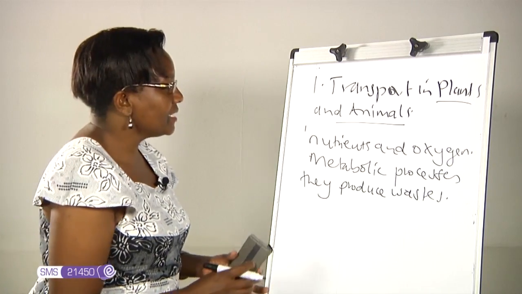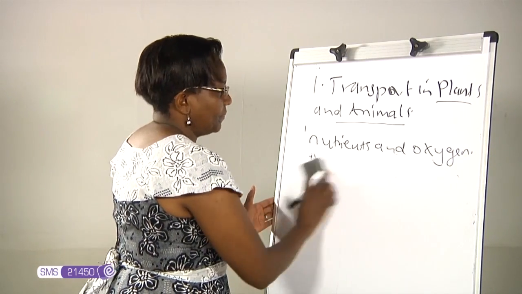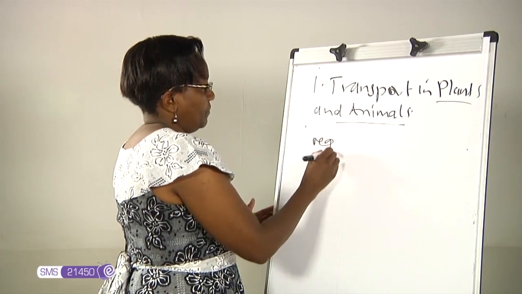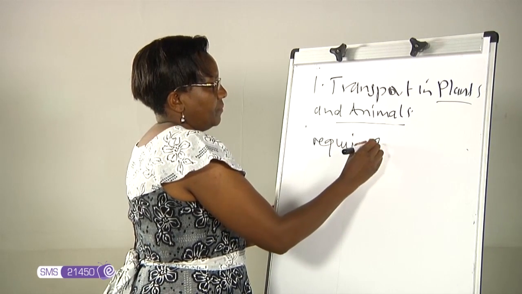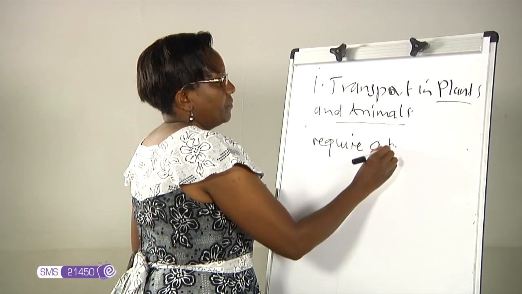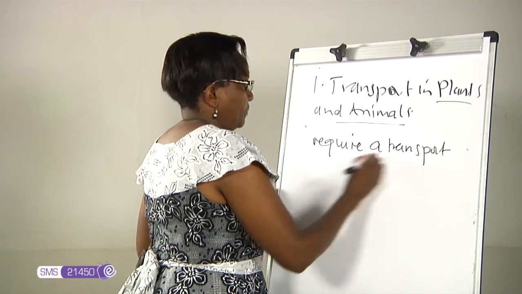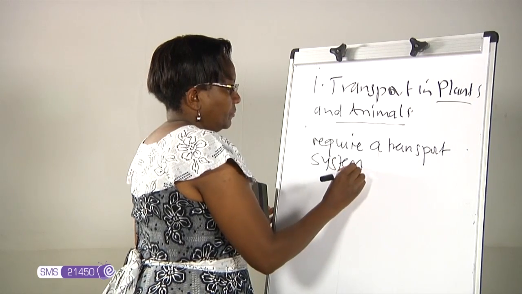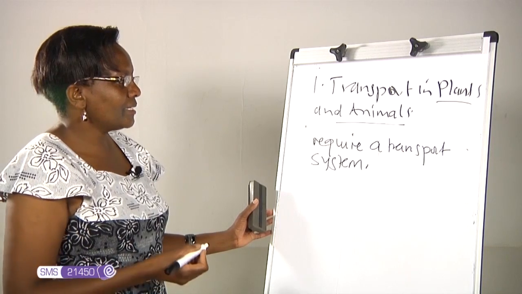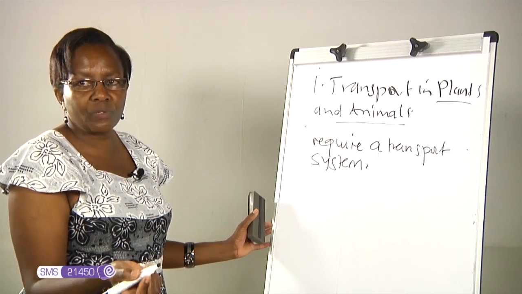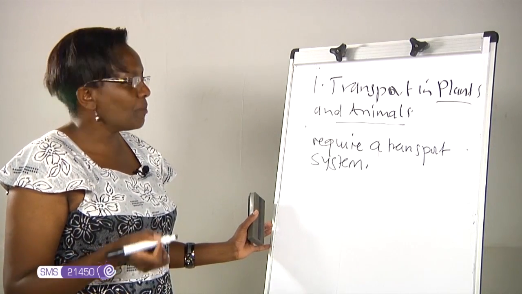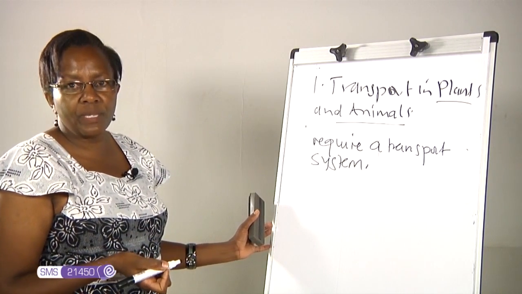And therefore, they need to have a transport system. So all living things require a transport system. Why? Like I have said, they require to use the nutrients, and in the process of using those nutrients, they produce waste. So nutrients have to be taken to where they are required. The wastes have to be removed from where they are formed to areas where they will be eliminated.